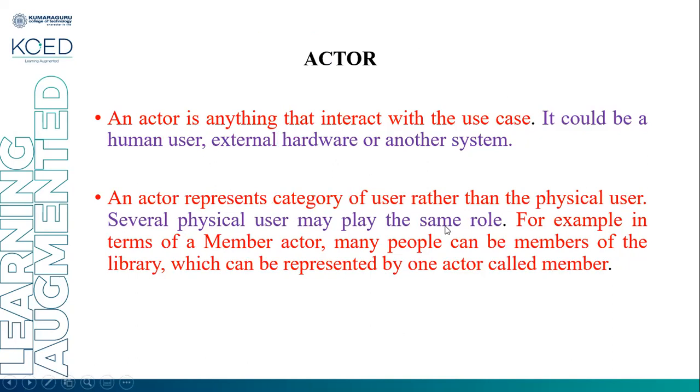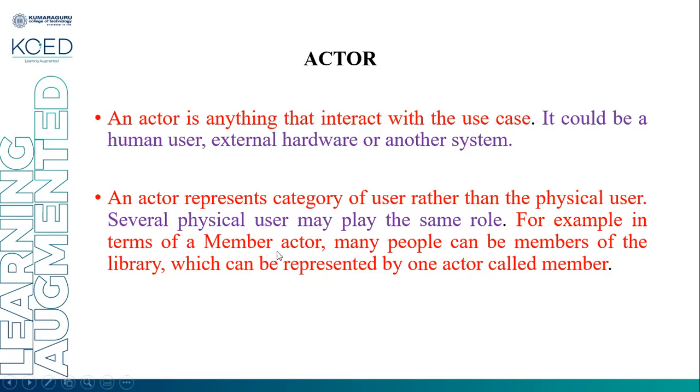Several physical users may play the same role. It is possible that, if a library member means a set of students, they also come under the member. They are the borrower, and a set of faculty are also members. They are also borrowers. So they are members of the library. Borrower means a set of students and a set of staff, so all come under the borrower. So several physical users may play the same role.